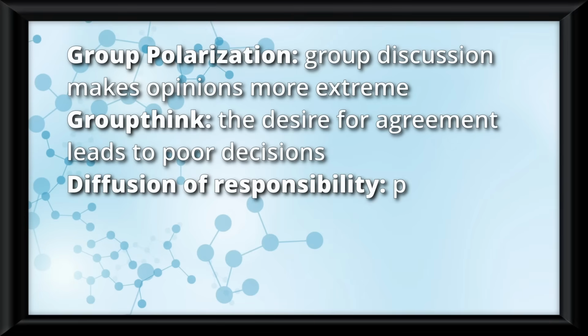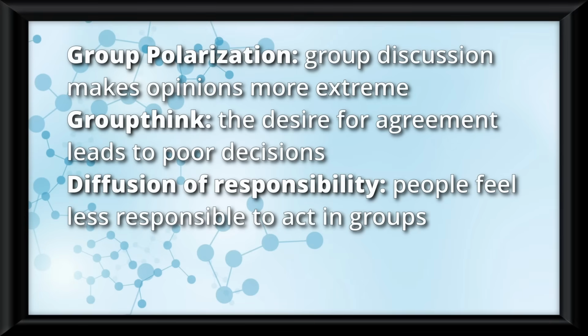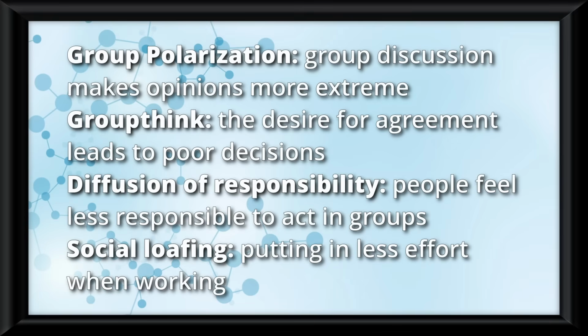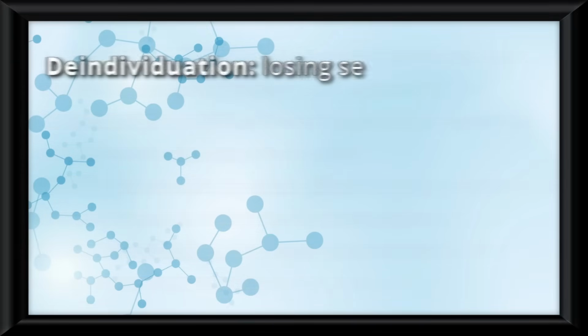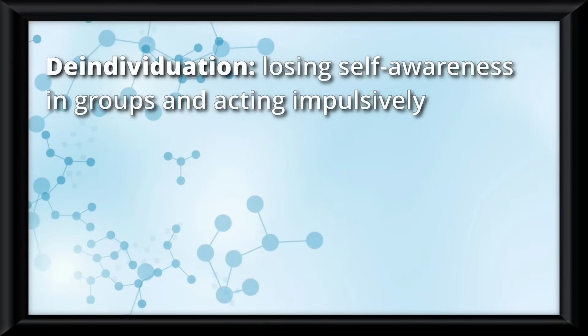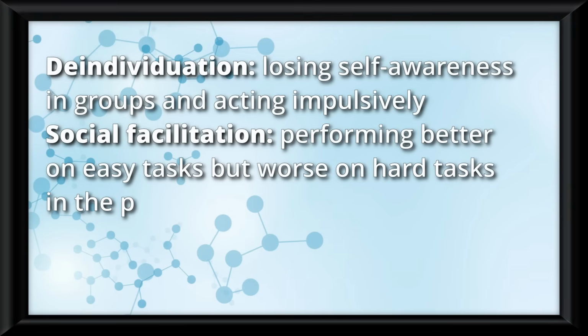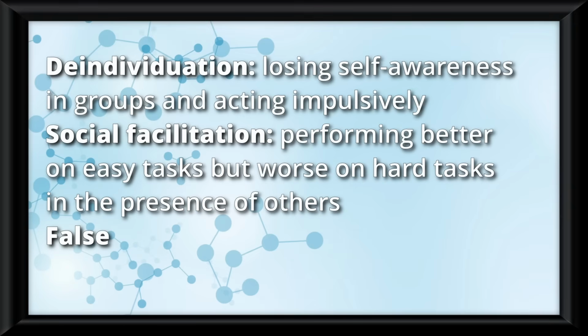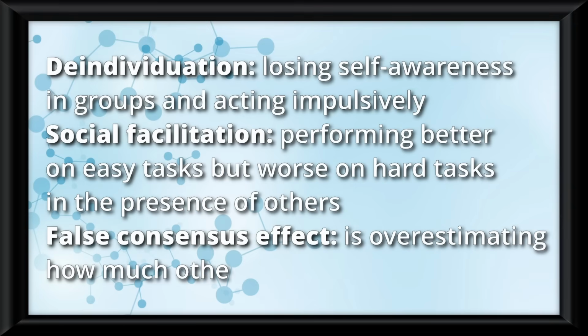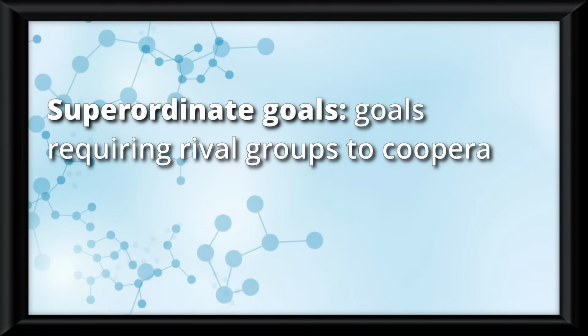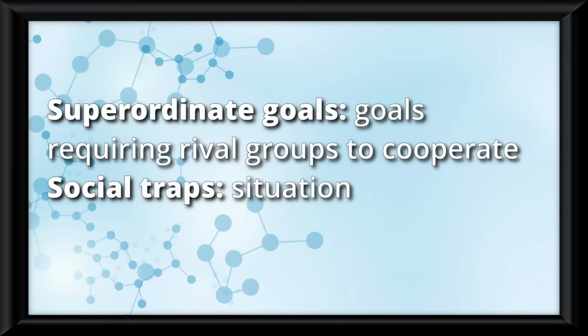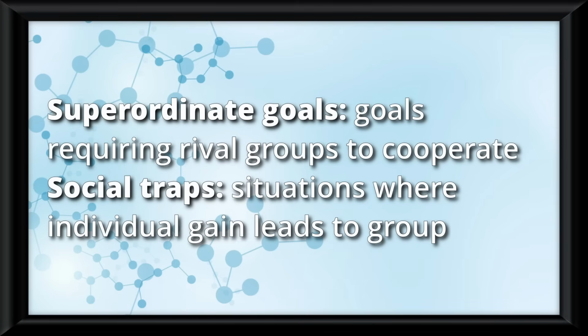Diffusion of responsibility is when people feel less responsible to act in groups. Social loafing is putting in less effort when working in a group. De-individuation is losing self-awareness in groups and acting impulsively. Social facilitation is performing better on easy tasks, but worse on hard tasks in the presence of others. The false consensus effect is overestimating how much others agree with you. Superordinate goals are goals requiring rival groups to cooperate. And finally, social traps are situations where individual gain leads to group harm.